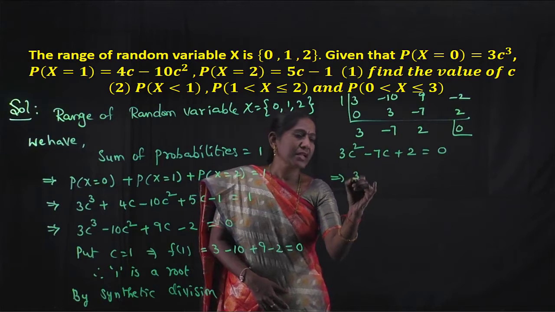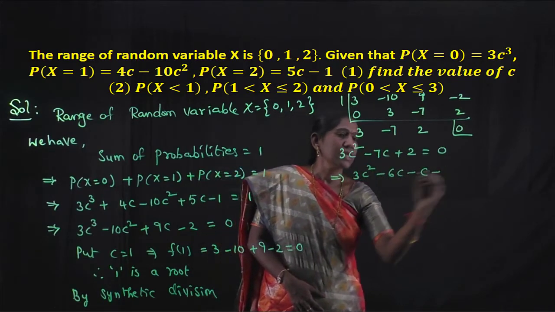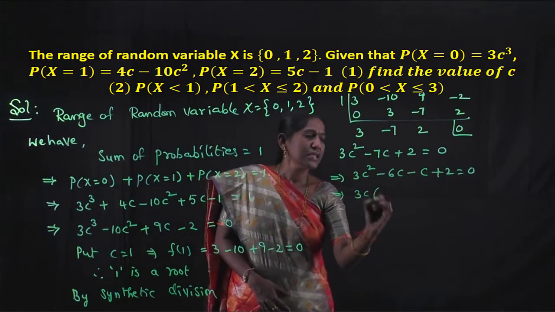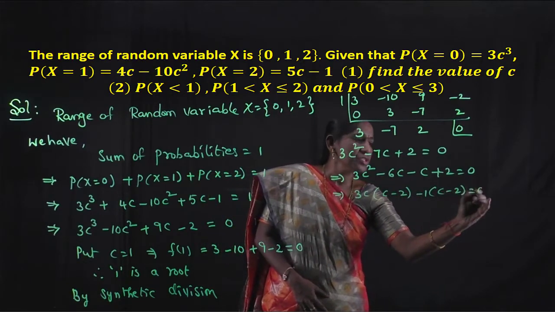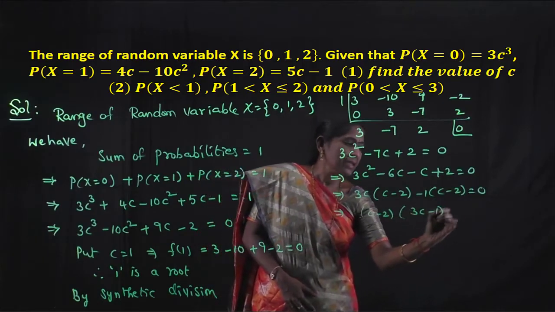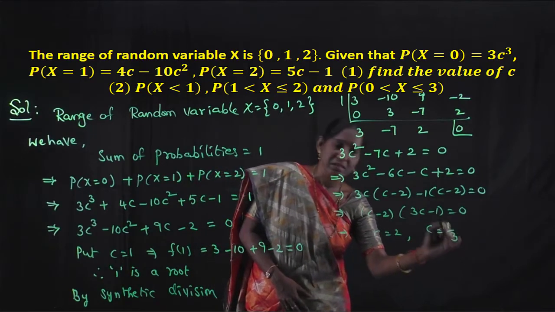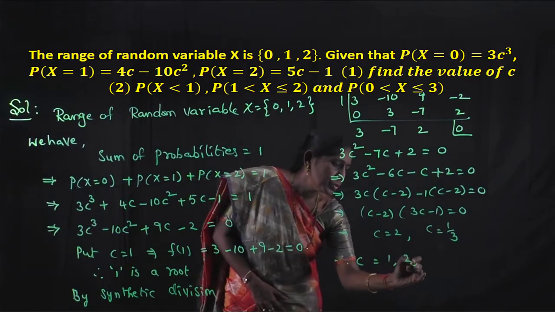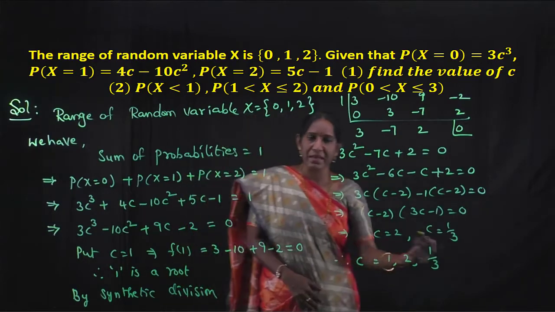Then doing factorization, 3c square minus 6c minus c plus 2 equal to 0. Then 3c into c minus 2 minus 1 into c minus 2 equal to 0. This implies c minus 2, 3c minus 1 equal to 0. Then c equal to 2, c equal to 1 by 3. Therefore, the c values are 1, 2, 1 by 3.